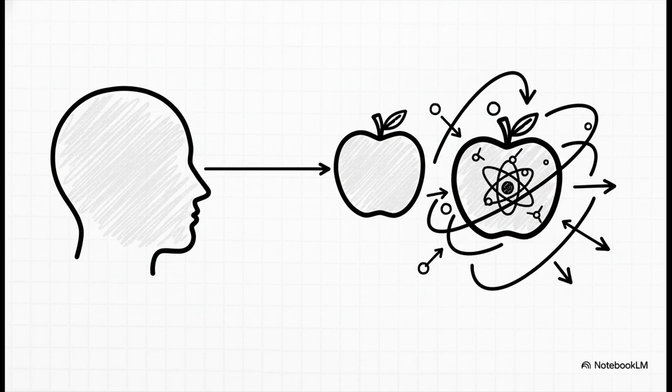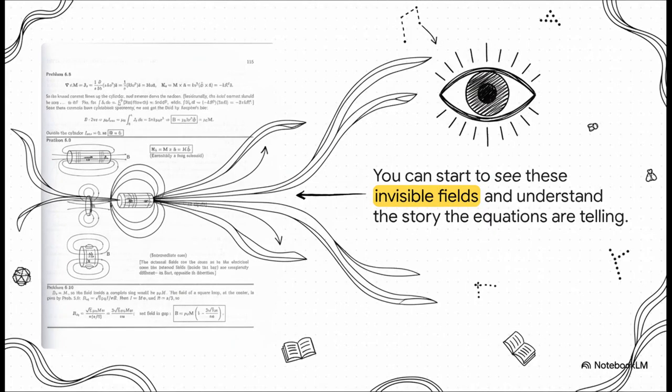Now, the real goal, the ultimate prize, is that it fundamentally rewires your perception of reality. It's all about training your brain to see the invisible forces, the elegant structures that govern absolutely everything in our universe. After months, years of hard work, a diagram like this stops being just a bunch of lines on a page. You can actually start to see these invisible fields in your mind. You start to really deeply understand the story that the equations are telling. You've finally learned the language, and now you can read the poetry of the universe.